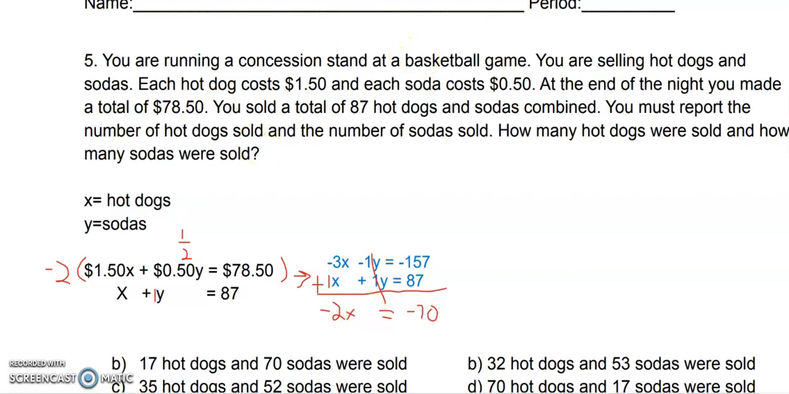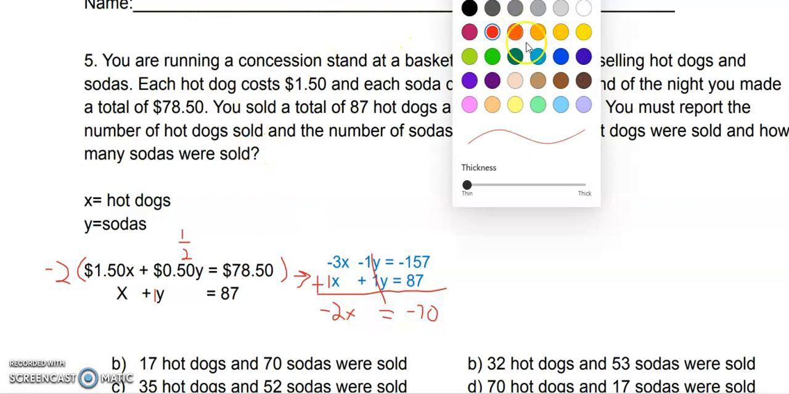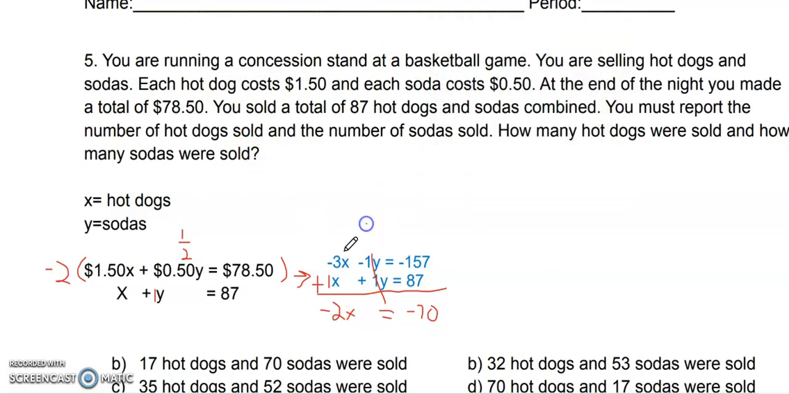Now I just need to go ahead and solve. Since -2 is being multiplied to the x, I want to do the opposite, so I'm going to divide both sides by -2. And then I get x is equal to -70 divided by -2 becomes positive 35. So that means there was 35 hot dogs sold.